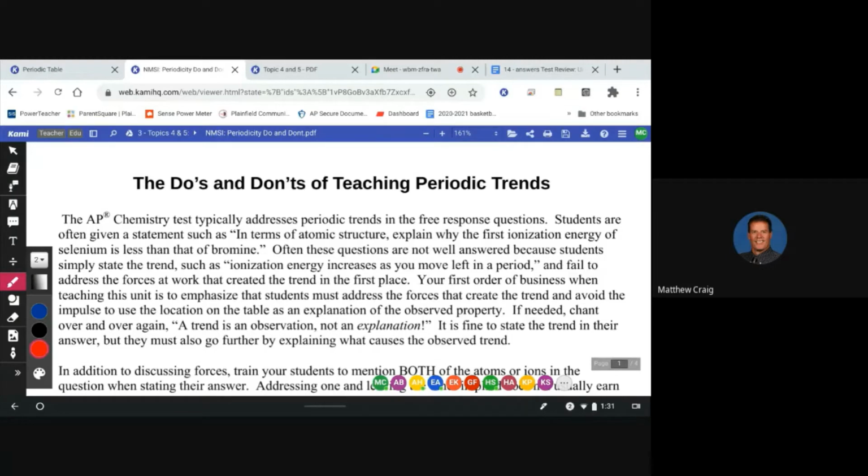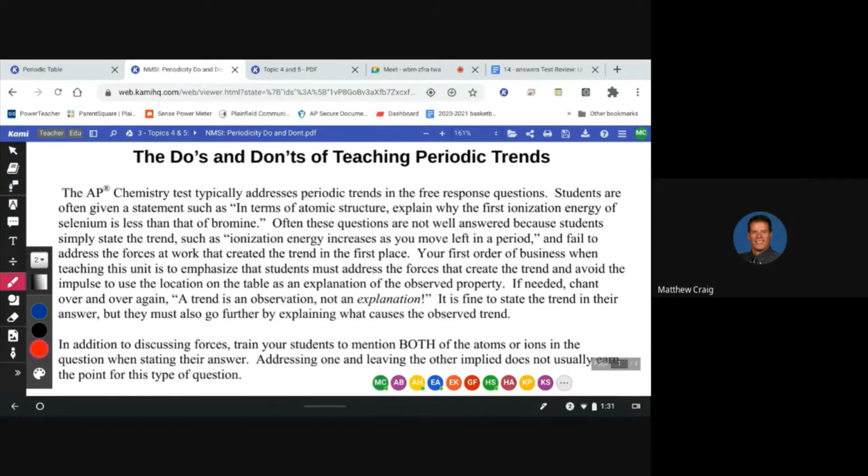All right, so the do's and don'ts of teaching periodic trends says the AP chemistry test typically addresses periodic trends in free response questions. Students are often given a statement such as, in terms of atomic structure, explain why the first ionization energy of selenium is less than that of bromine. Often these questions are not well answered because students simply state the trend, such as the ionization energy increases as you move left in a period or a row, and fail to address the forces at work that created the trend in the first place.